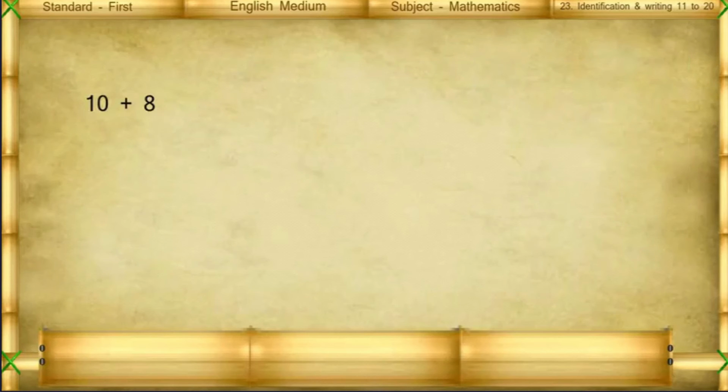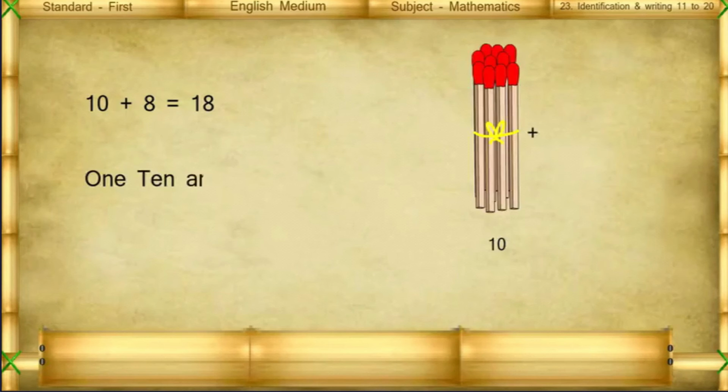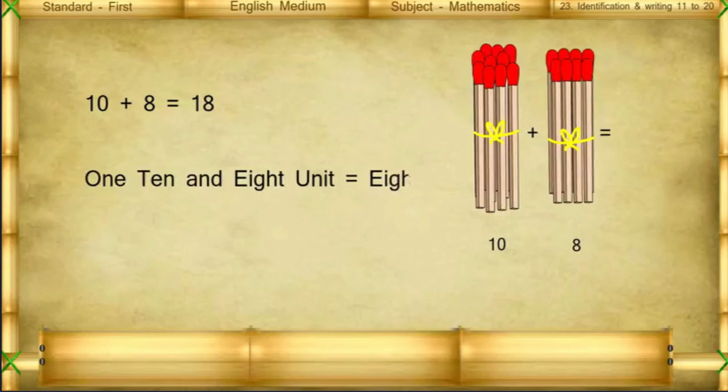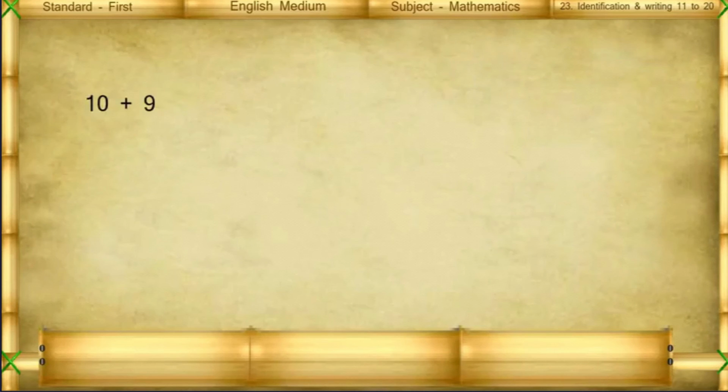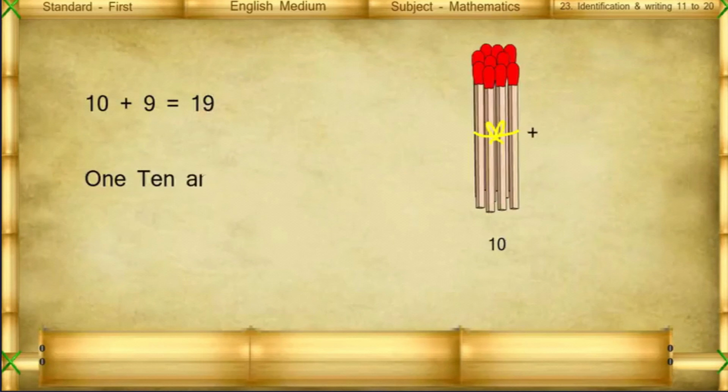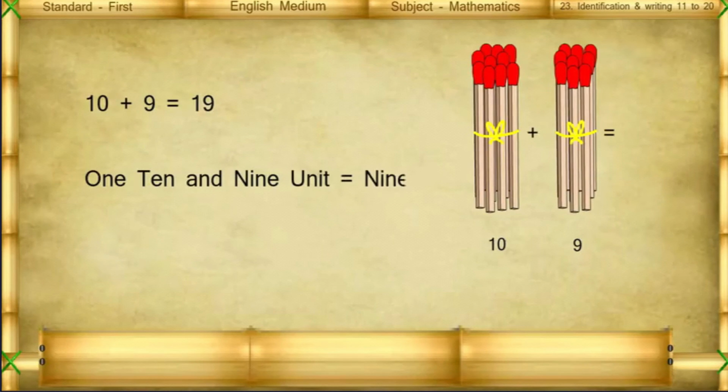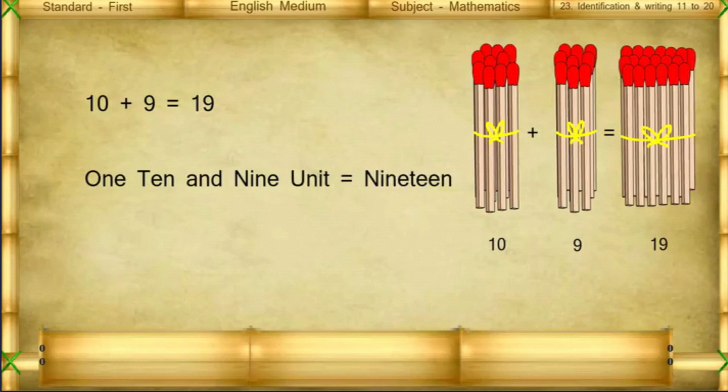10 plus 8 equals 18. 1 ten and 8 units equals 18. Also, 17 plus 1 equals 18. 10 plus 9 equals 19. 1 ten and 9 units equals 19. Also, 18 plus 1 equals 19.